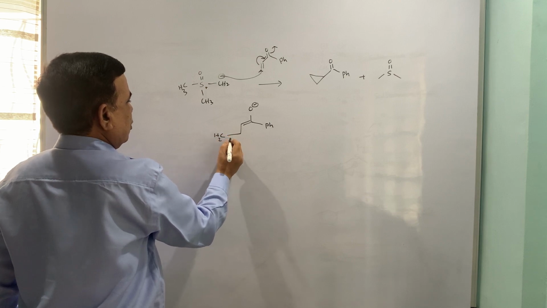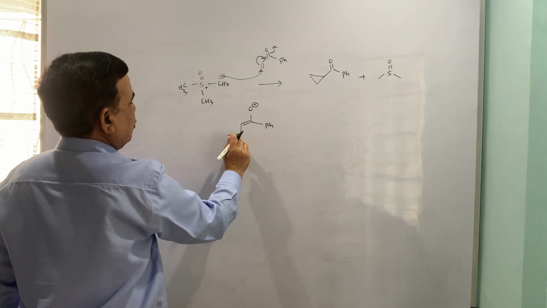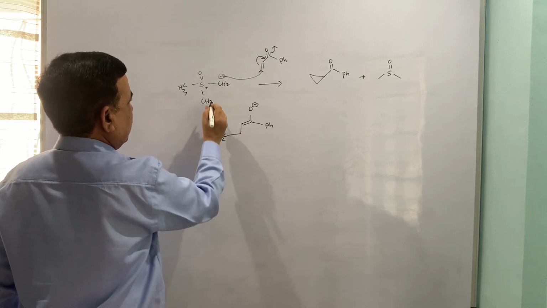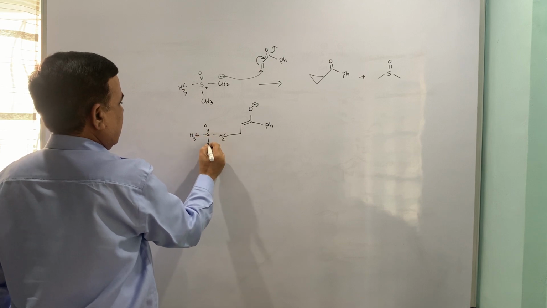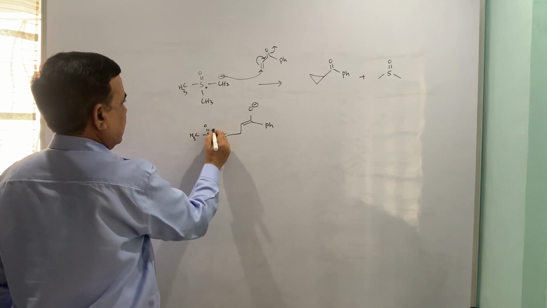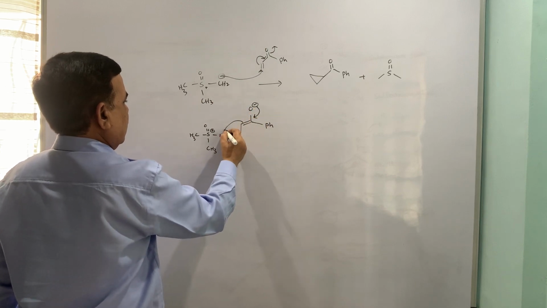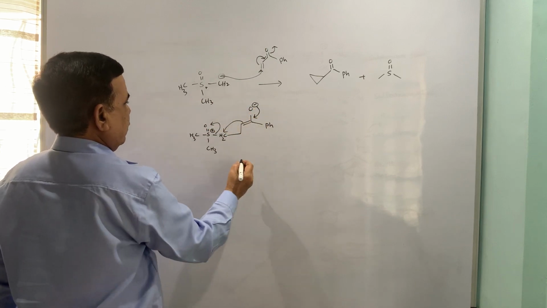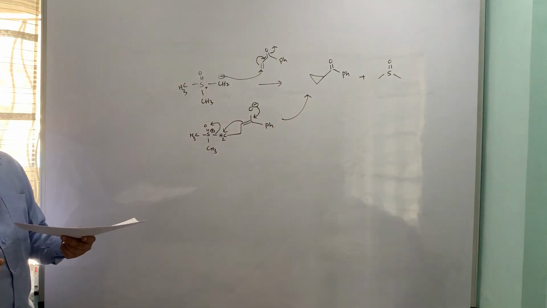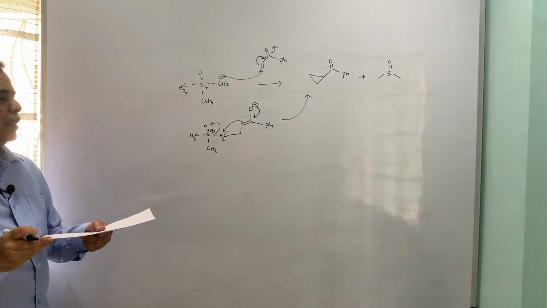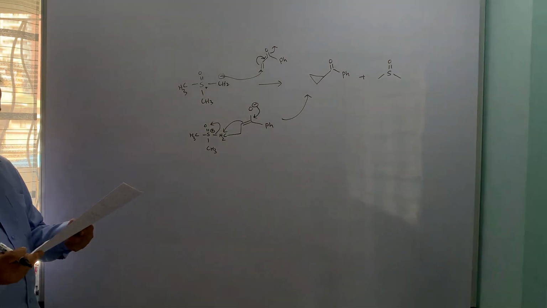This CH2, this is the CH2 and this is another CH2 from this, and then you get the other entities as they are. This comes back, this comes here, this goes off. So eventually you will end up with the cyclopropane ring, and the dimethyl sulfoxide is going out as a neutral entity.